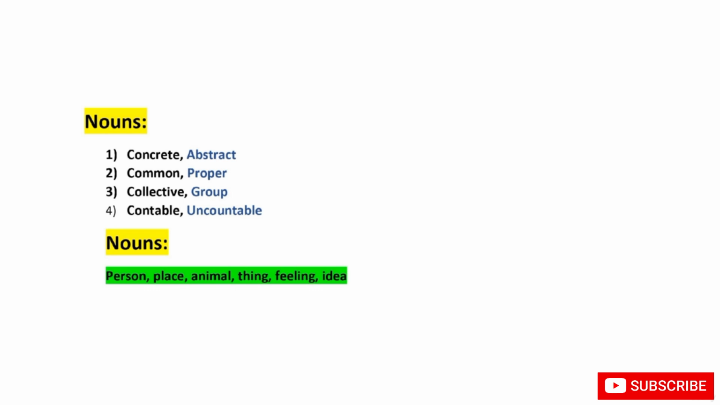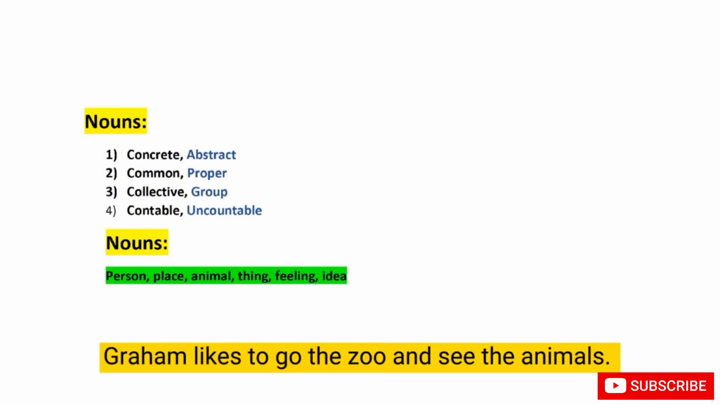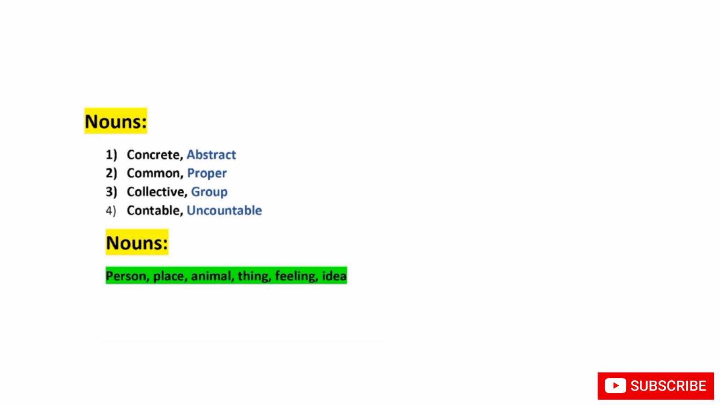I'm sure you know the answer to this. A noun is just the name of a person, place, animal, thing, feeling, or idea. For example, in this sentence, Graham likes to go to the zoo and see the animals. Here, there are 3 nouns. Can you identify all of them? The nouns are Graham, a person, zoo, a place, and animals.